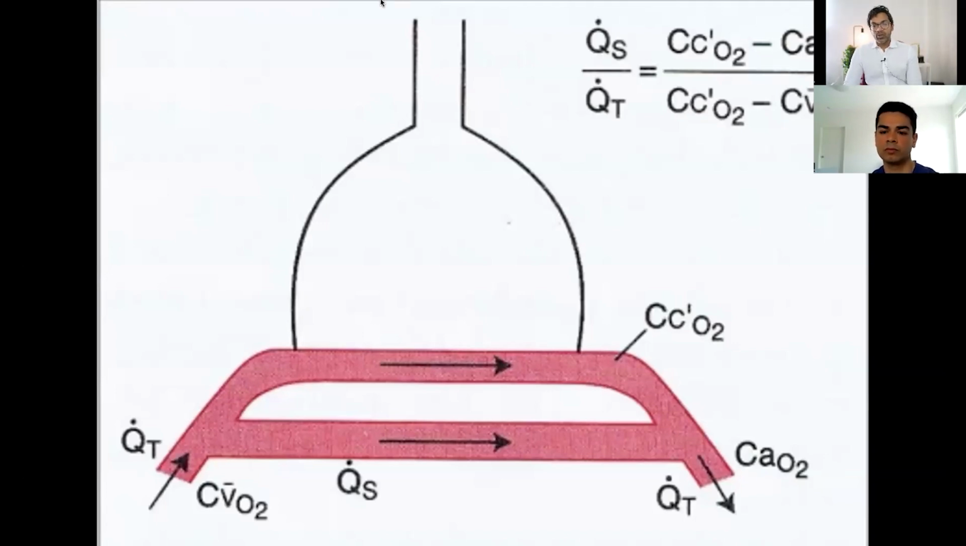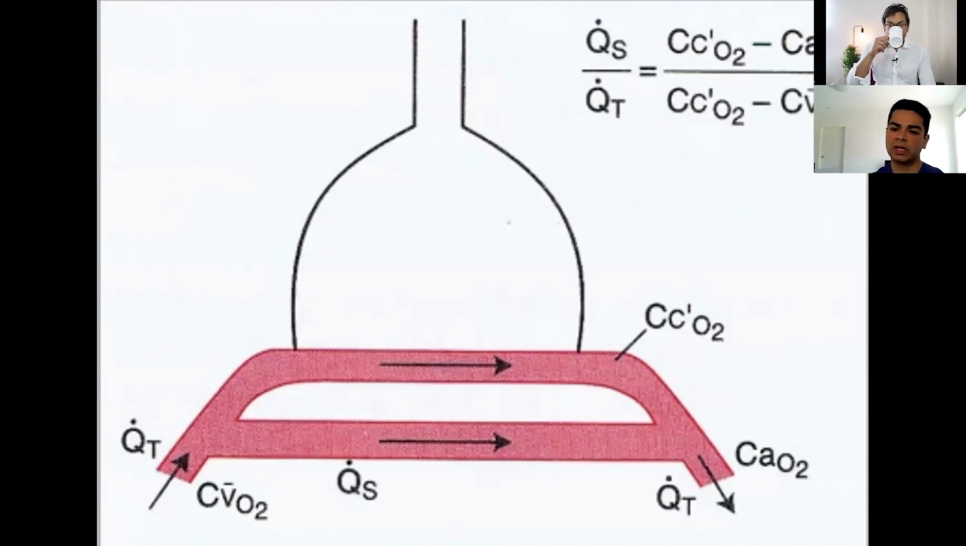Again, this is a diagram straight out of West's, so full credit to all the great work that West's has done in the past. And now I think it's taken over by some of his proteges, Lumb, for example. Yeah, great. This is the shunt equation, QS over QT, and it's got a whole bunch of funny letters and numbers. Let's go through what it's all about.